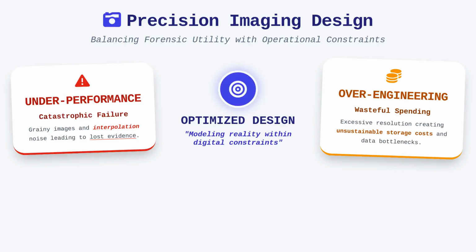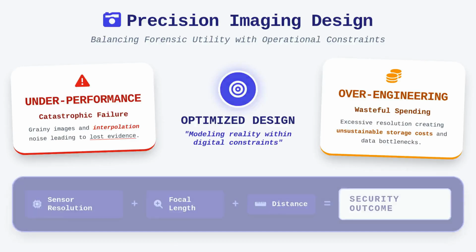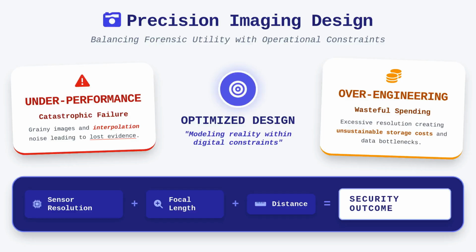Underperformance, on the other hand, is the more catastrophic failure where the system fails to provide evidence when it is needed most. By mastering the relationship between sensor resolution, focal length, and distance, we ensure that the system performs exactly as expected. We are essentially modeling reality within the constraints of digital imaging, ensuring that the technology serves the security outcome rather than dictating it.